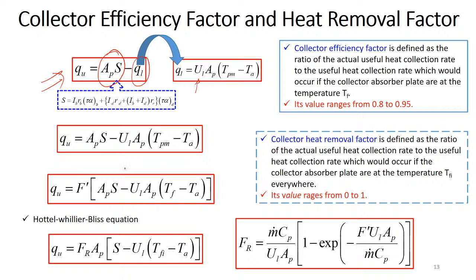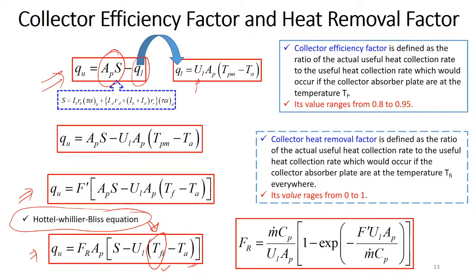And also we can simplify this equation, and we'll have 2 expressions for QU here and QU here, and this equation is known as Hottel-Whillier-Bliss equation. Okay, so the importance of this equation is quite significant, because from this expression we can get the QU in terms of TFI. Normally this TFI is known to us. So if we know this TFI and TA is known to us, then very quickly you can calculate what is the useful heat gain.